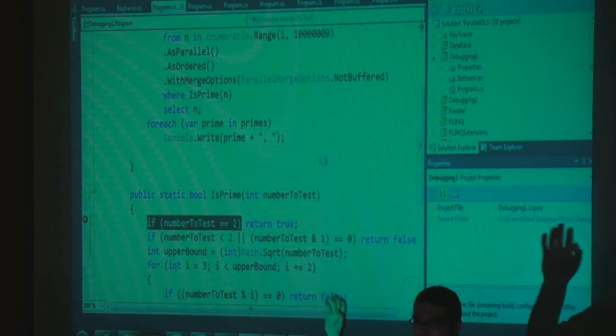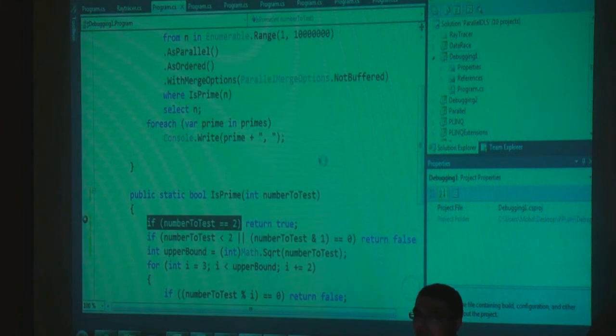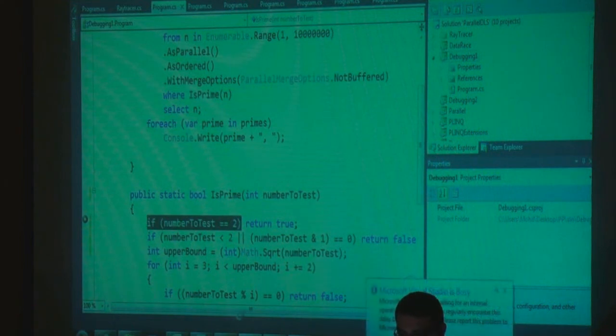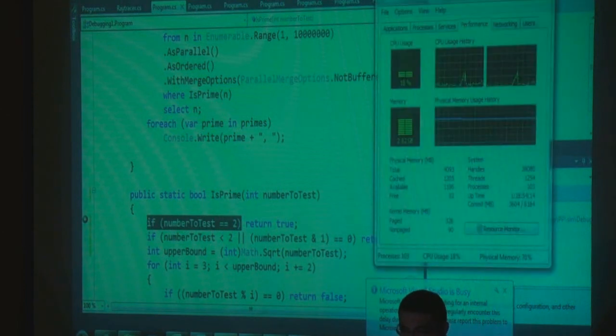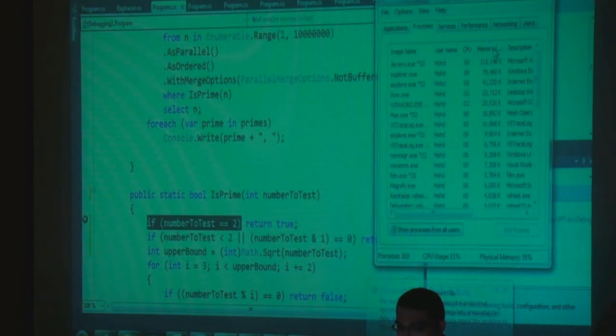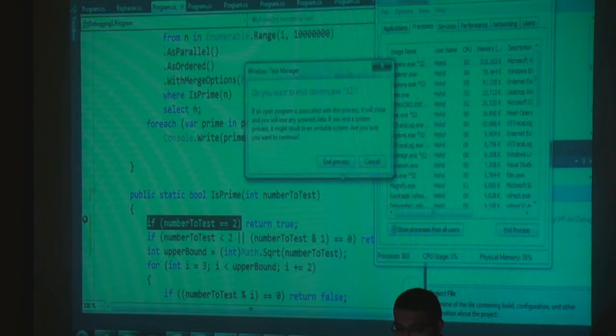So this is a prime function. It's a heavy function. It has some additional code to simulate heavy processing. I know my machine. It means that Microsoft Visual Studio is busy. It's definitely busy. So I will kill the process and start it again.